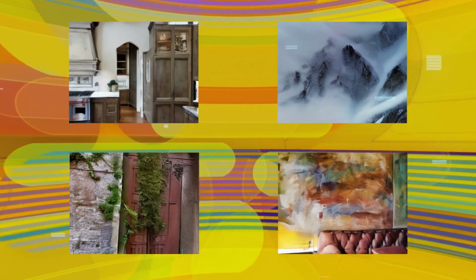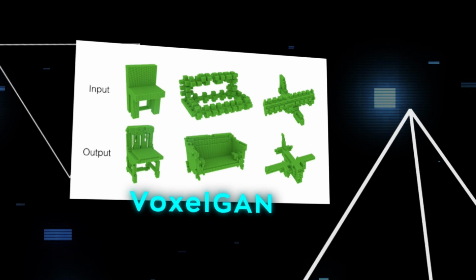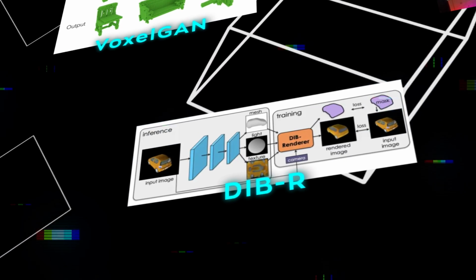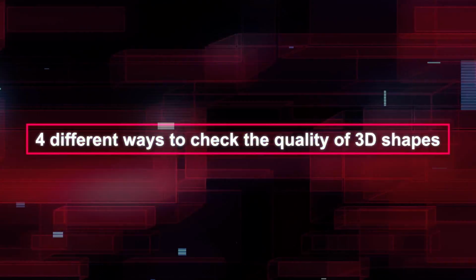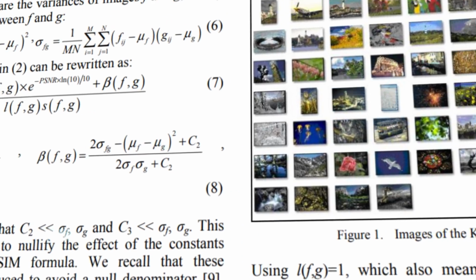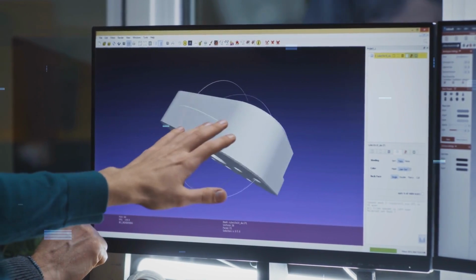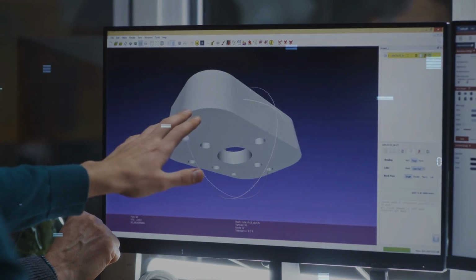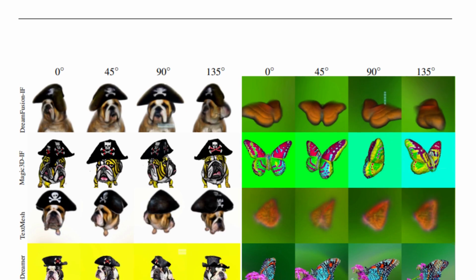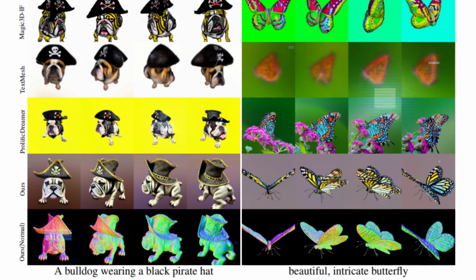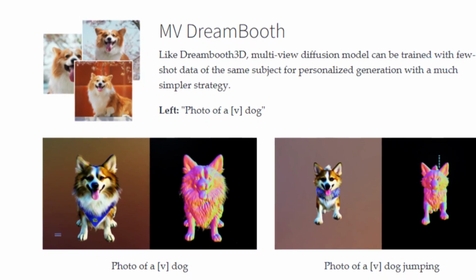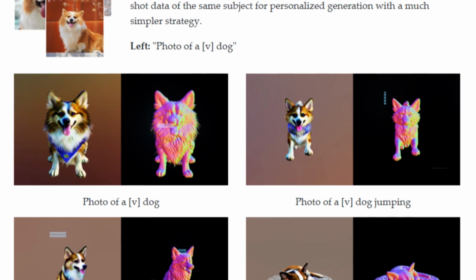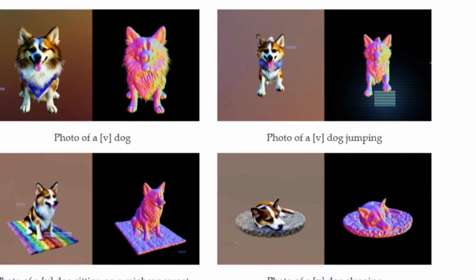The researchers tested MVDream on a variety of tasks that involved adapting between different types of data, like language and images. They compared it with other models like VoxelGAN, PointFlow, and DIB-R to see how good it is at making 3D shapes that look like the real thing. They used four different ways to check the quality of these 3D shapes: FID, PSNR, SSIM, and IOU. These are technical measures that look at how closely the shapes made by the computer match real shapes in terms of things like their structure, appearance, and how much they overlap. The test results showed MVDream was better than the other models in all these measures. This means it is really good at making 3D shapes that closely resemble the real ones. You can even see the difference when you look at shapes made by this model and the other models. The ones from MVDream look smoother, clearer, and more like the real thing.